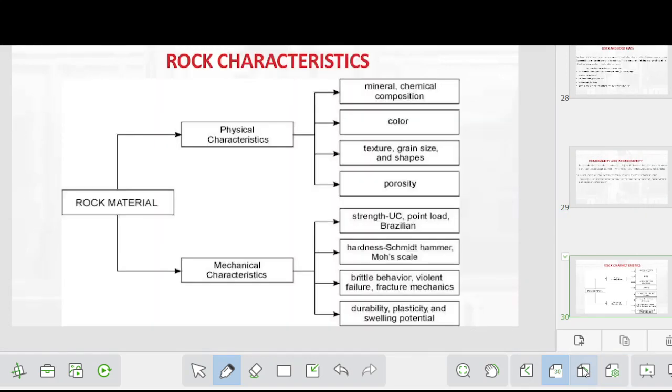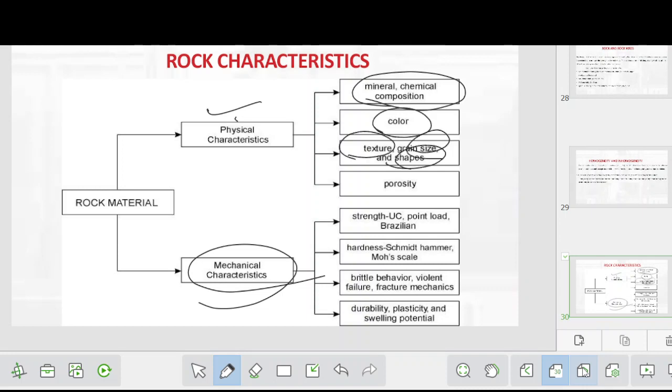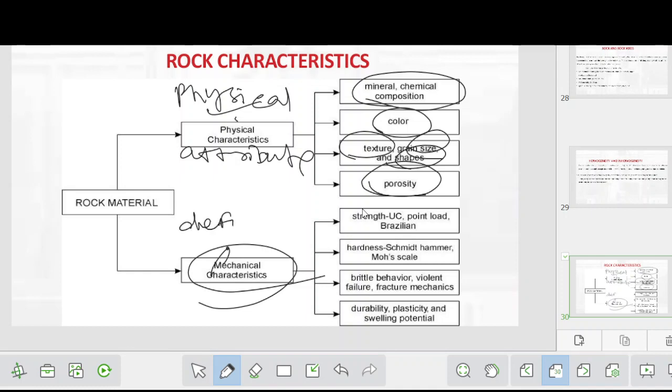Okay, so these are the physical characteristics and some of the mechanical characteristics. What do you mean by physical characteristics? We normally check the physical composition, color, texture, grain size, grain shape, porosity. These are the physical attributes of rock. And mechanical properties talk about the deformability, deformation, or strength. That is called the mechanical attribute.